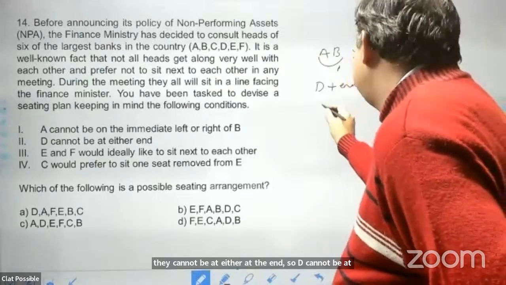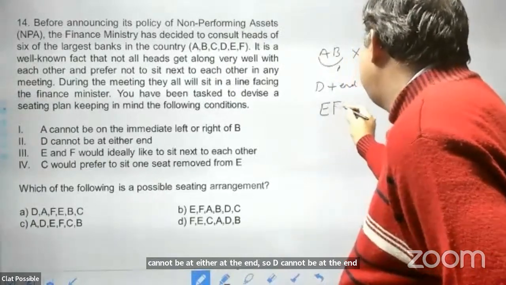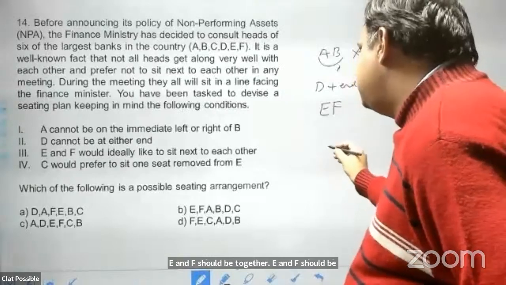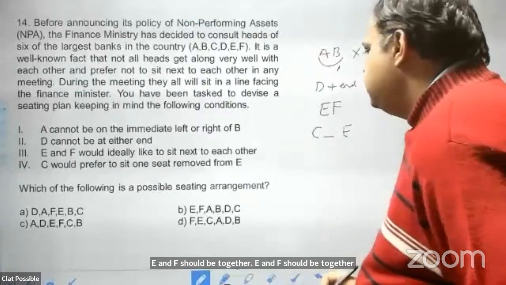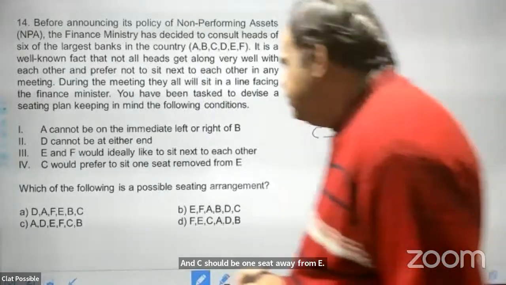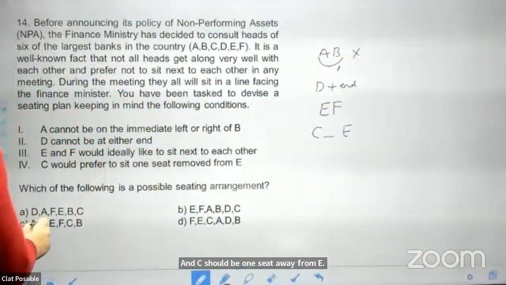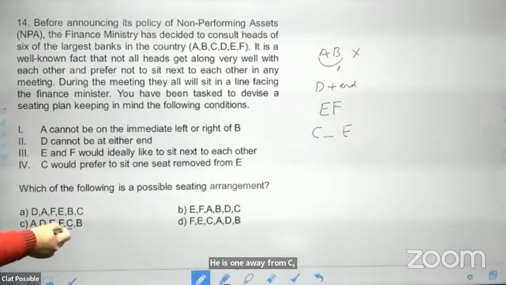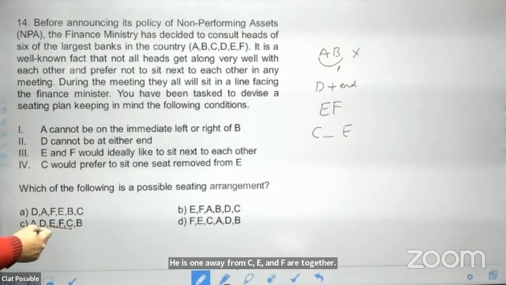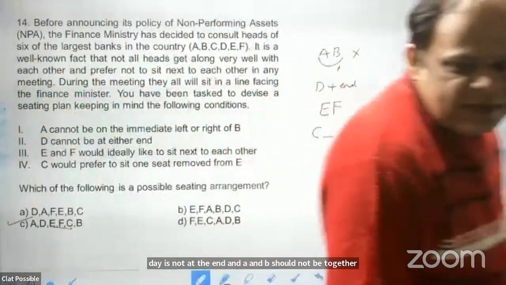E and F should be together. And C should be one seat away from E. So all of this, I think, will get satisfied in C. E is one away from C. E and F are together. D is not at the end, and A and B should not be together. So every condition is satisfied in option C. So therefore, C is the right answer.